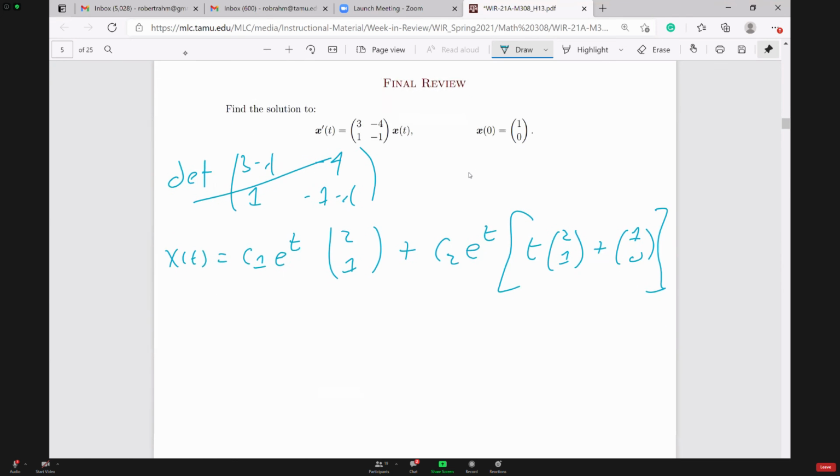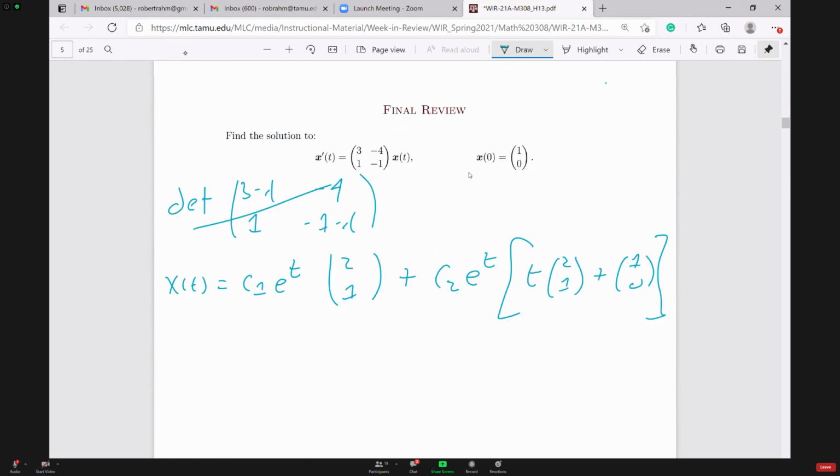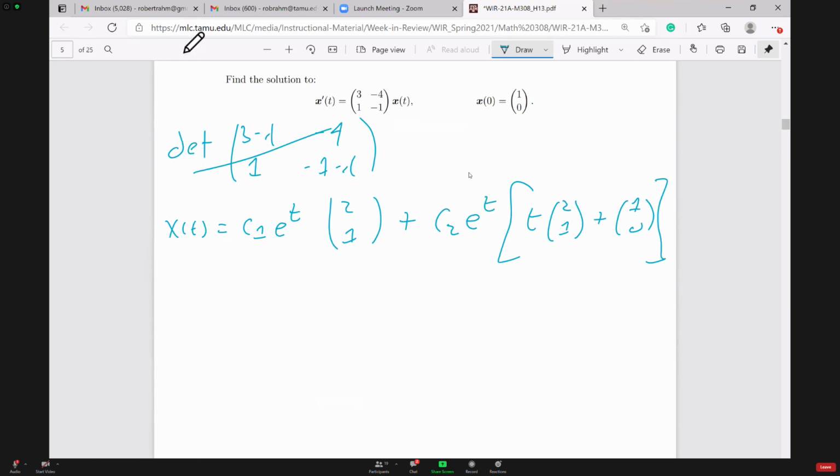Okay, we want to solve this initial value problem. That means when t is equal to 0, x of t is equal to (1, 0). So we have (1, 0) on the left-hand side. Now what happens when t is equal to 0? Well, we'll have c1 e to the power of 0, which is 1, so that's (2, 1), plus c2. And here, when t is equal to 0, we just have (1, 0) left.